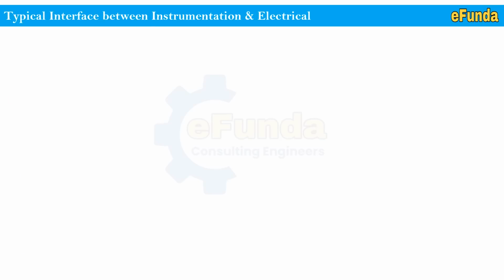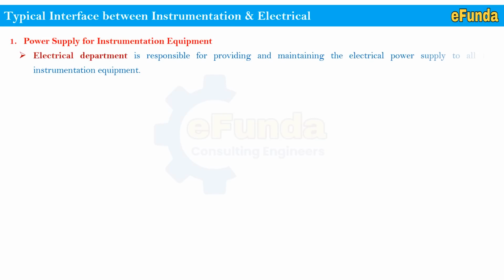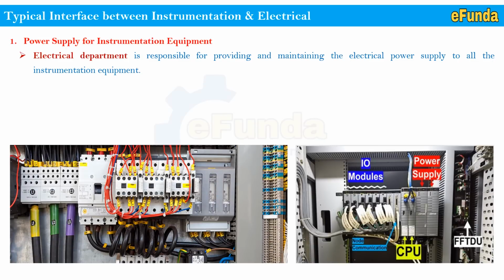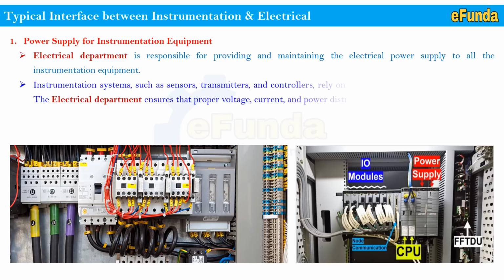Typical interface between instrumentation and control discipline along with the electrical department. We will see the details one by one. First is the power supply for instrument equipment. Electrical department is responsible for providing and maintaining the electrical power supply to all the instrument equipment. One can refer to the below pictures where one can see the wiring is done to provide the power supply to the respective equipment as well as the control module inside the control panel. Instrumentation systems such as sensors, transmitters and controllers rely on a stable and reliable power to function.